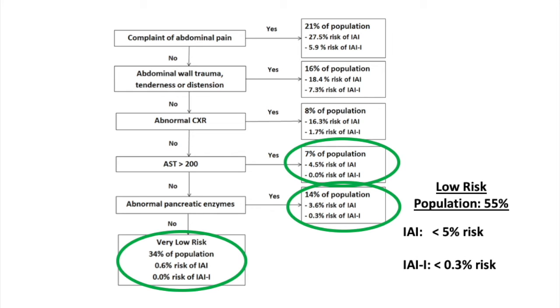An additional 21% of the population were thought to be low risk. These were patients that had a normal abdominal exam and a normal chest x-ray, and who we chose to wait on lab. And in this additional 21% of the population, the risk of intra-abdominal injury was less than 5%, and the risk of injury requiring intervention was less than 0.3%, highlighting that it's likely safe in these patients to wait on labs prior to making a decision about abdominal CT.